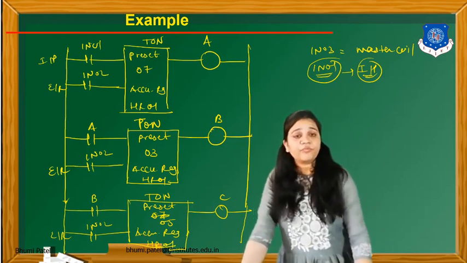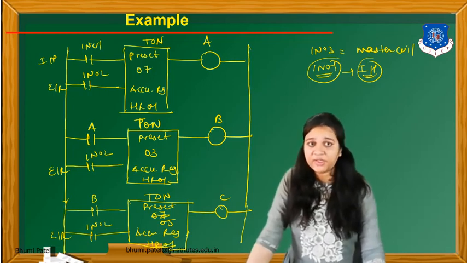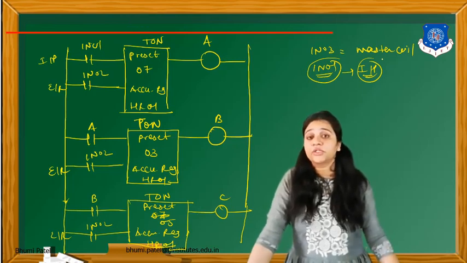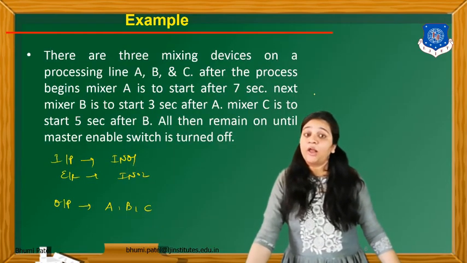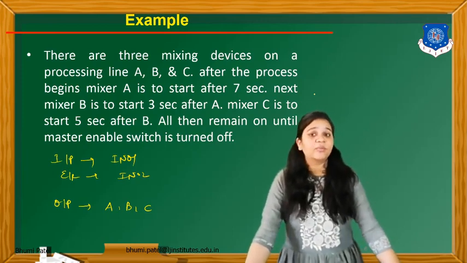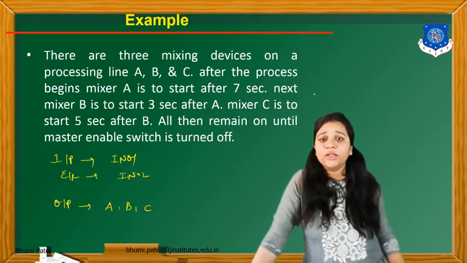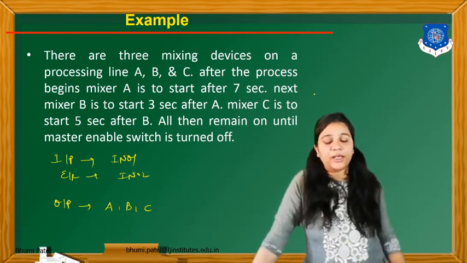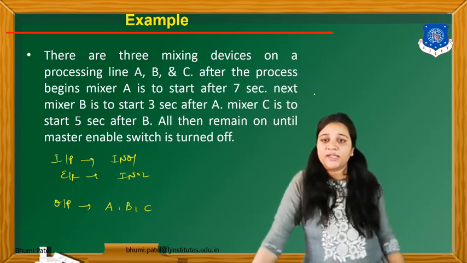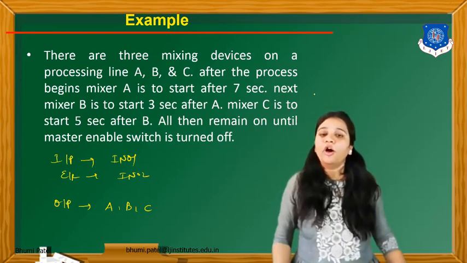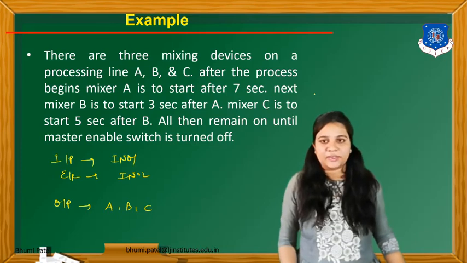So we can take the input switch as a master switch, and also you have to take another new switch as a master coil, because the condition for this example is all then remain on until the master enable switch is turned off. Okay, so whenever the input switch will be on, all the mixers will be off. So you can take a new master switch, as well as you have to take the input switch as a master coil. Clear? So depending upon the application or the requirement, we have to use a T-on and T-off timer for this particular system.